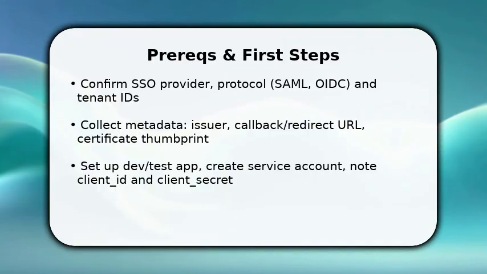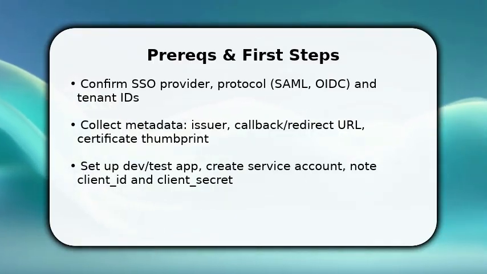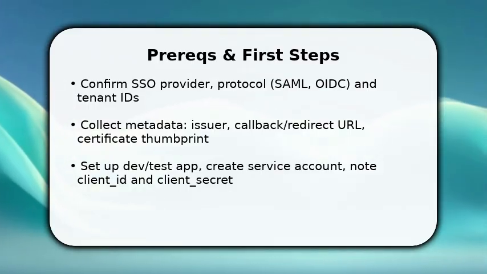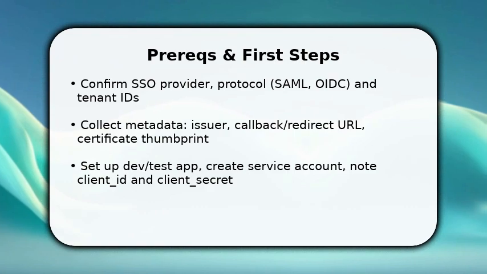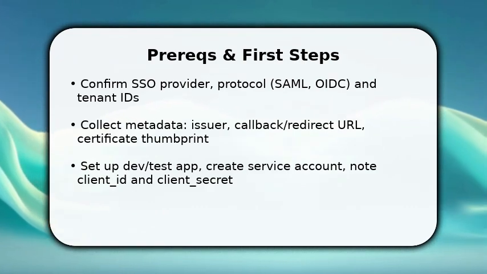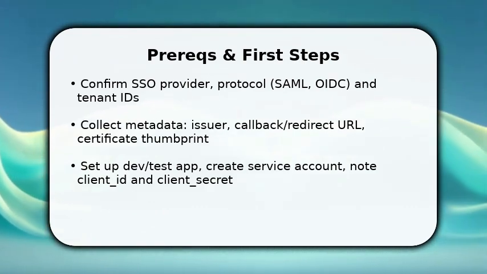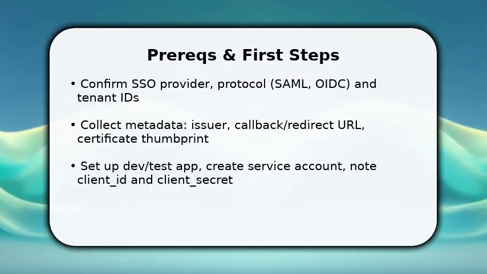Create a dev/test application and a service account so you can iterate without impacting production. Once done, store client ID and client secret securely and open your app's SSO configuration page. This lets you paste values and begin the mapping and flow tests immediately.